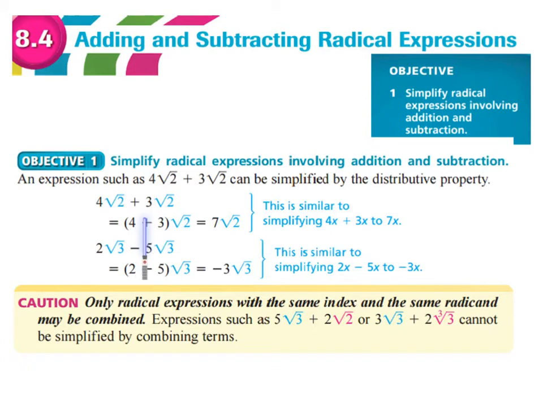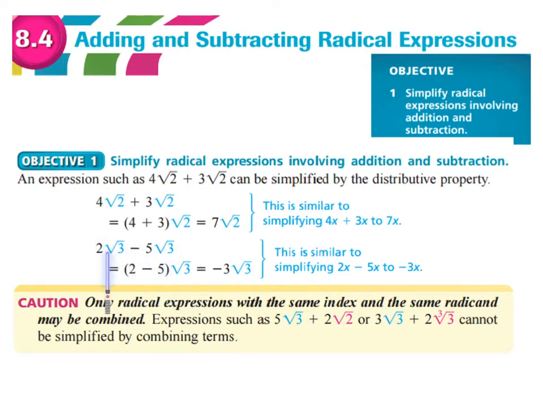Since these are both square roots of 2, using the distributive property, we can factor that square root of 2 out, add the 4 and 3 together, and we get 7 square roots of 2. I think it's much simpler. Just think about it the same way as we do when we add 4x and 3x together. They're like terms, so that's a total of 7x.